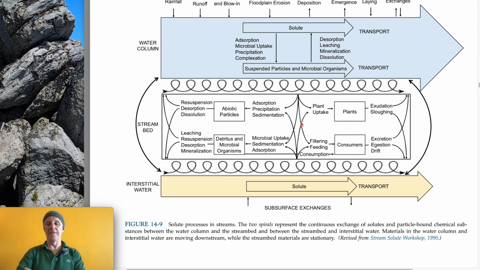And then we have plant uptake, and so that's a loss. And exudation, sloughing, that's a gain. We also have the same process, at least sloughing, that may contribute to interstitial water. Then we have consumption, so some of the interstitial water is helping biota to flourish. We have adsorption, detritus, and microbial organisms.